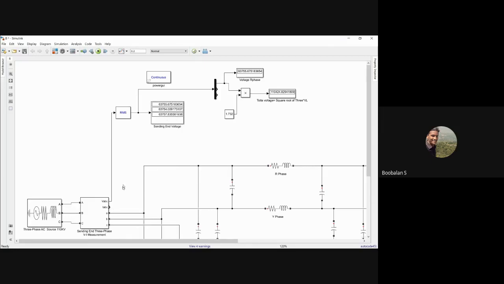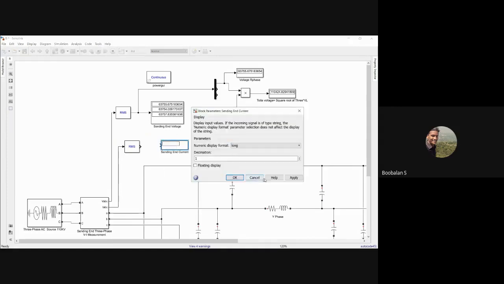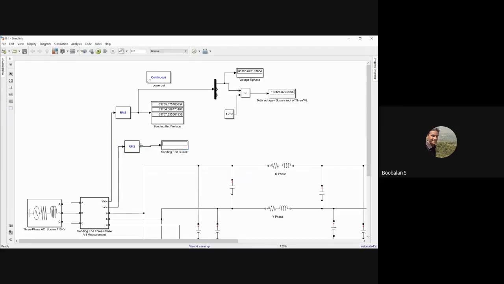The same way you can calculate the sending end current. For that purpose we need one more RMS, right? For calculating my sending end current, we need one more display for the sending end current calculation. So this is the display, just rename it, right? Sending end current. Just change it into long value and click apply. Okay, so this is the way of calculating my sending end current.